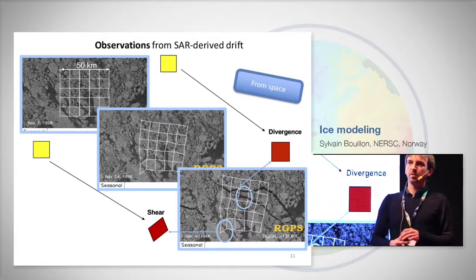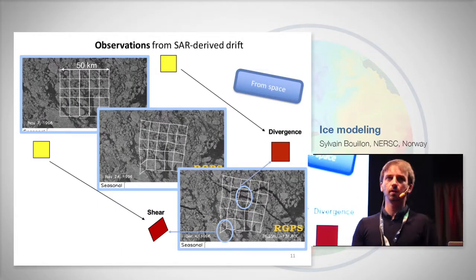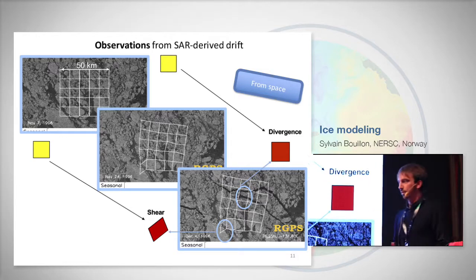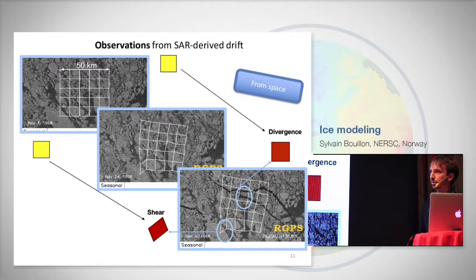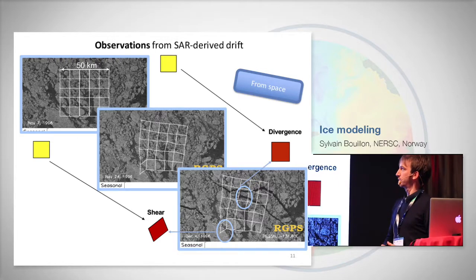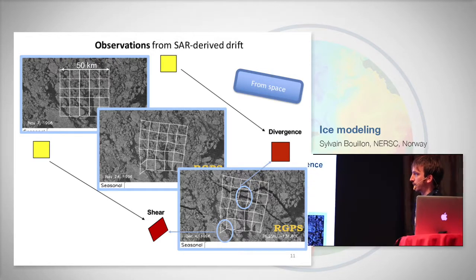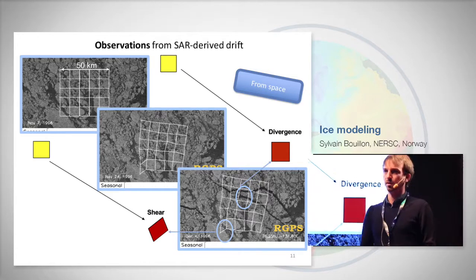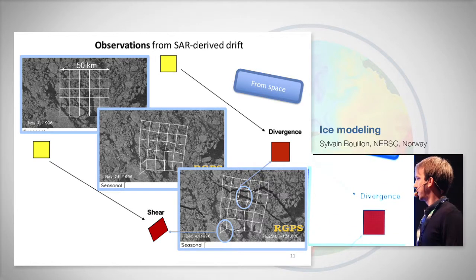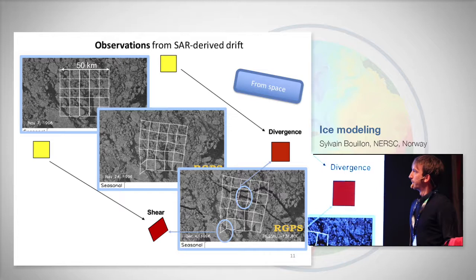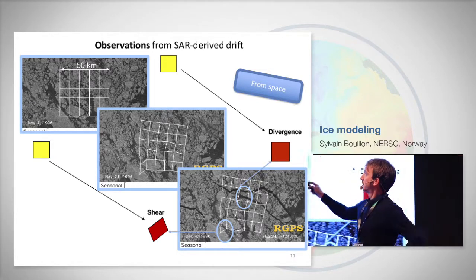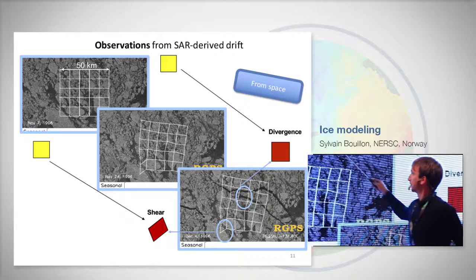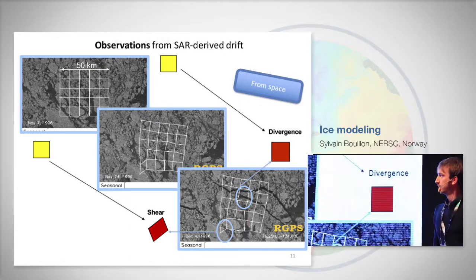So to have a better understanding, it's not enough to just go on the field. You need to use information from space. And this information has been available since the 90s from SAR images. So there are satellites taking pictures of the sea ice, even if there is no one over there.